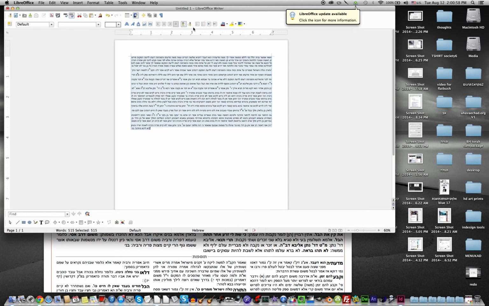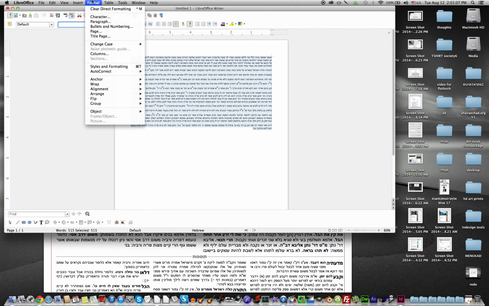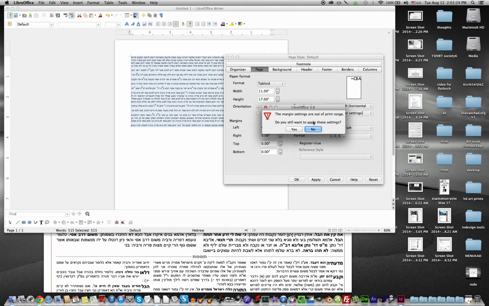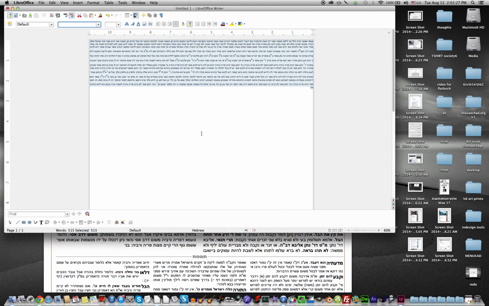Okay, so what I do is I change the settings so that I can support right to left. And so I'm just going to set up the page now. I pick tabloid, text direction right to left. And I just ignore the margins because I'm going to center everything anyway. I just like to have more room on the page. So then I'm just going to hit OK. The warning, it's fine. I accept it. Okay, so now I center the text.